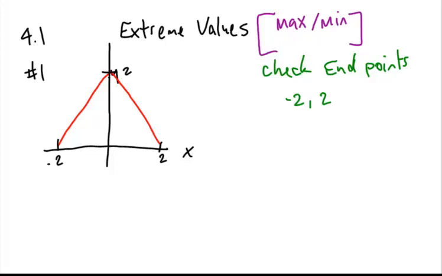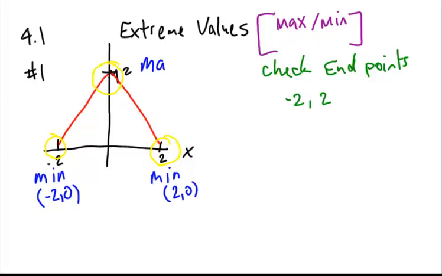habit. Well, if you look at our graph, we've got an endpoint here, we've got an endpoint here, and guess what? These guys are minimums. So there's a minimum at the point 2, 0, and there's a minimum at the point -2, 0. Okay? And then the other thing that we need to do is find the maximum. And the maximum for this particular guy is way up here. And this is at the point 0, 2. And these are your extreme values on this question.